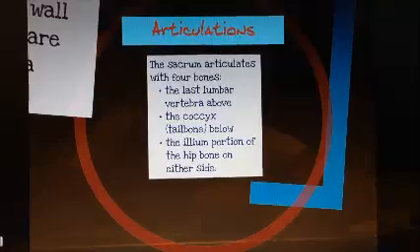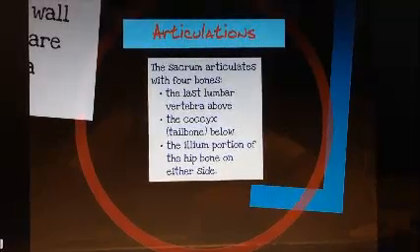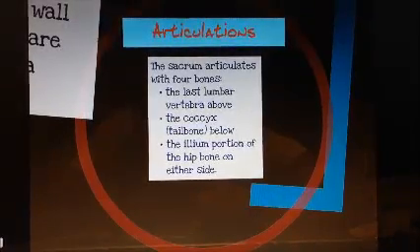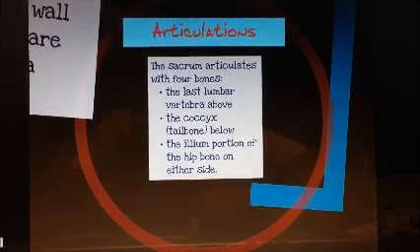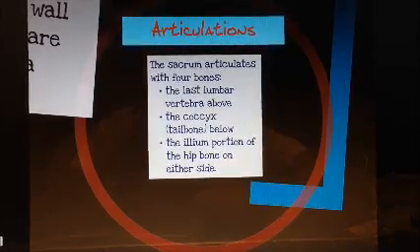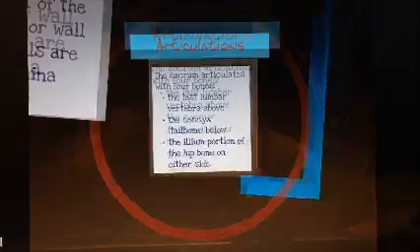Articulations. As we've seen in the videos, the sacrum articulates with 4 bones: the last lumbar vertebra above, the coccyx or tailbone below, and the ilium portion of the hip bone on either side.